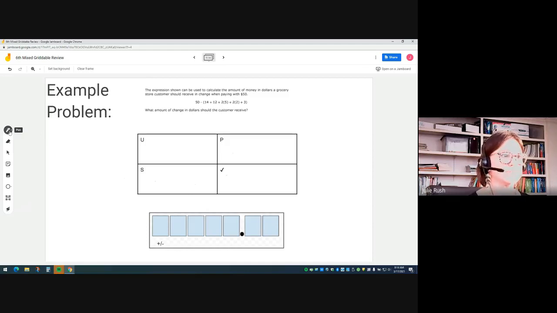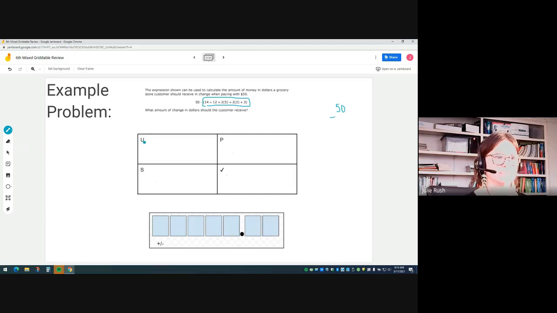All right, so our first example problem says the expression shown can be used to calculate the amount of money in dollars a grocery store customer should receive in change when paying with $50. And they've given us our equation. What amount of change in dollars should the customer receive? So I know that I have this problem right here all in parentheses, and it's to the right of my minus sign. So I'm going to use my order of operations, and I want to find out what number is this total that I'm going to take away from 50, because my final answer is going to come from a problem that looks like this, but this number right here, I need to solve for.